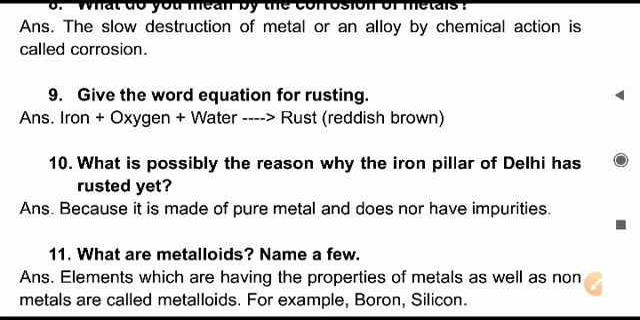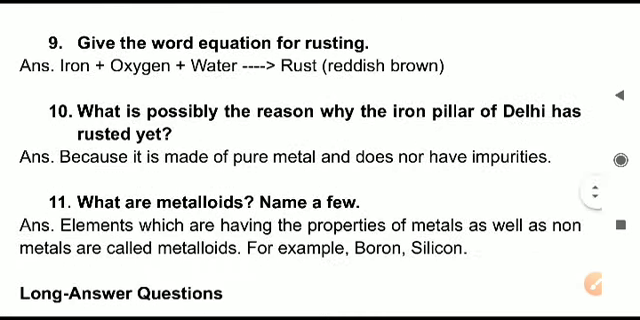Iron plus oxygen plus water gives rust, reddish brown. Only the word equation they have asked, so we have not used any chemical formulas. The chemical name of rust is iron(III) oxide, Fe2O3.xH2O. That will be the formula.